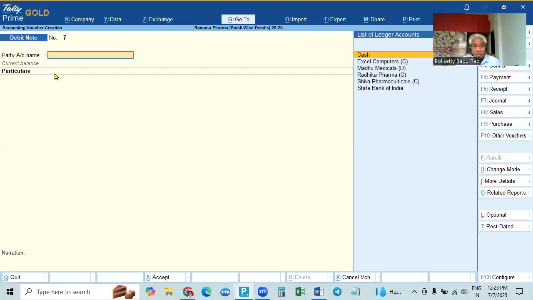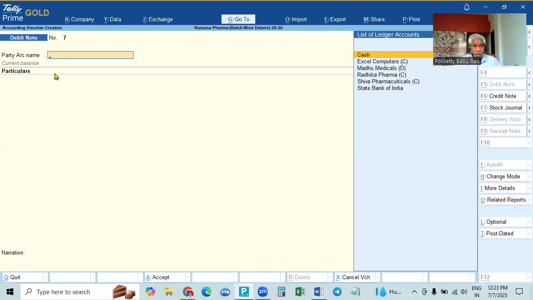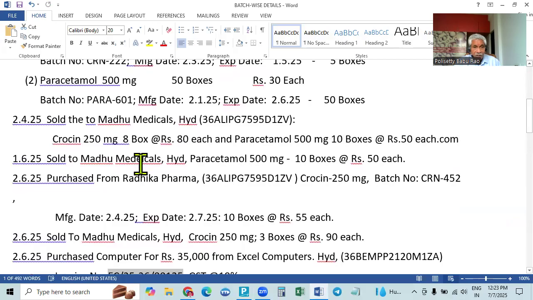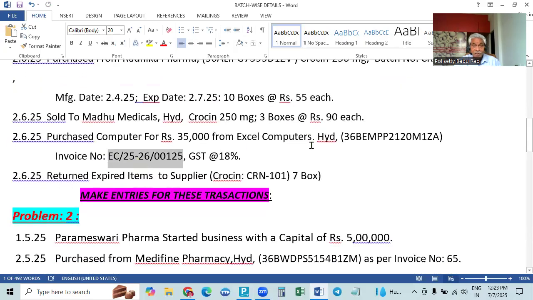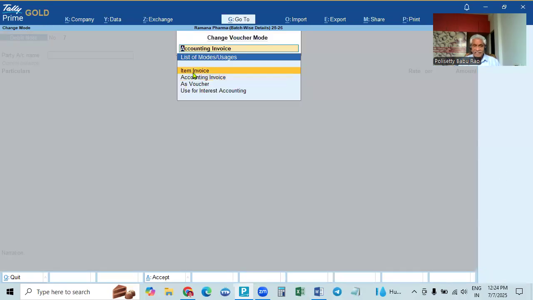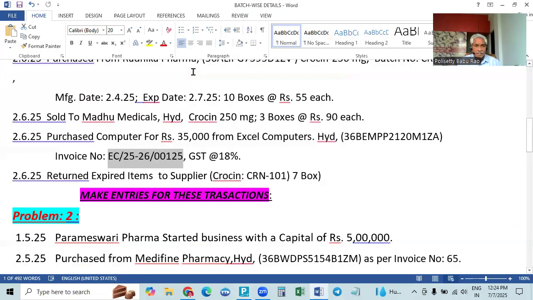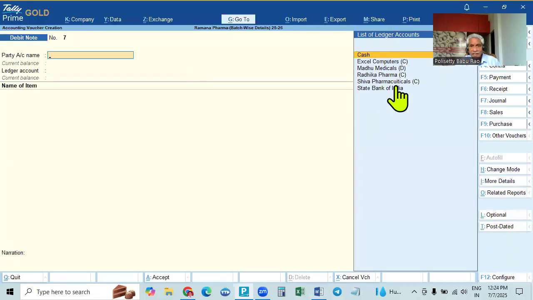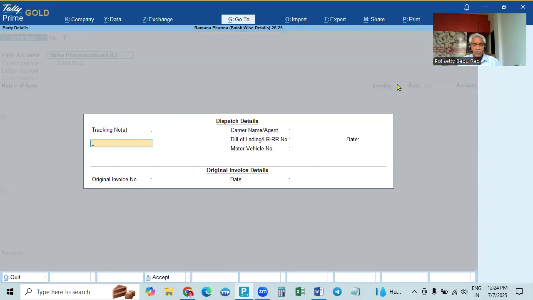Before this, we made the entry for the purchase of computers as an accounting invoice. That is why it is showing accounting invoice now, and we have to change it. Debit note means returning of goods, so we have to change it to item invoice. Okay, item invoice. To whom are we returning? Shiva Pharmaceuticals. Here are the dispatch details, how we are sending, and here I have to give the original invoice number.